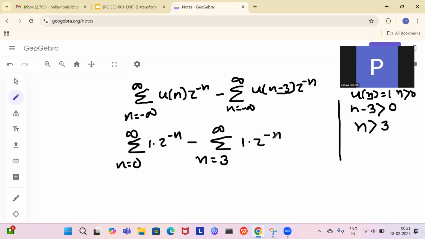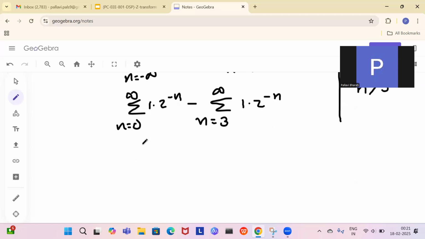Now, both are infinite geometric sequences. So the sum of this will be a by 1 minus r. The only difference between these two is the first term: here the first term is 1 because of z to the power 0, and here the first term is z to the power minus 3. So the final answer here will be 1 by 1 minus z inverse, and in this case, the final answer is going to be z to the power minus 3 by 1 minus z inverse. Now, how did I write this thing?